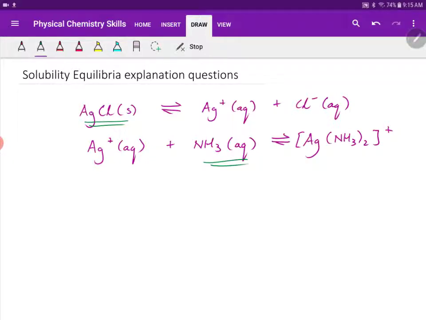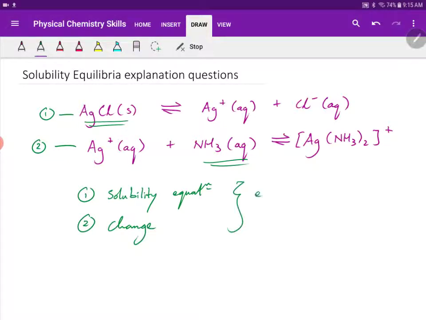So the first thing that we ought to do is to write down the two equations. The first equation that we are interested in is the equation for the dissolution of AgCl, which is AgCl dissolving to form Ag+ and Cl-. And the second equation is the equation for the change. So the first one is the solubility equation, and the second one is the change itself. Both of these are our equations, so make sure you have something similar to this first.